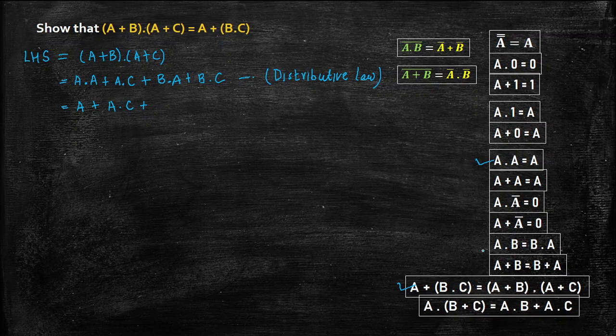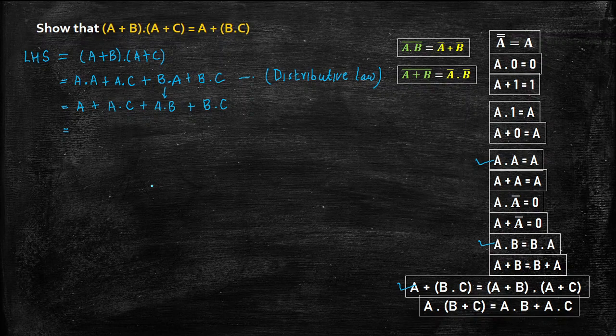Why? Because it's a commutative law. Commutative law says that A dot B or B dot A is the same. So therefore here A dot B instead of B dot A, plus B dot C as it is. There won't be any change.